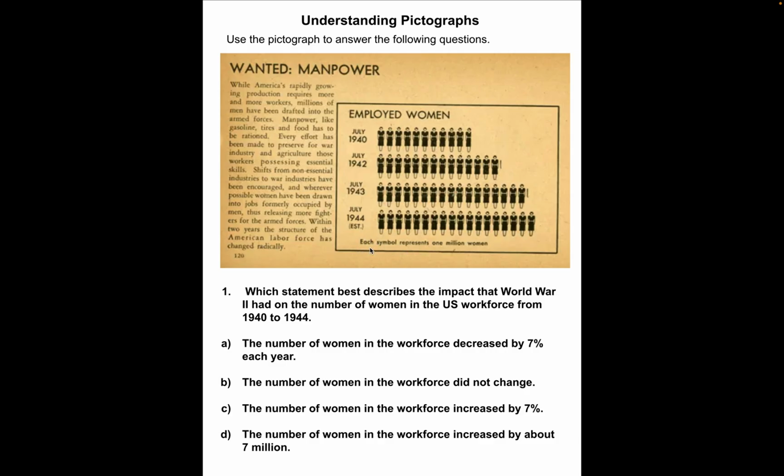Well, look down the bottom. It says each symbol represents 1 million women. So instead of this being 11 women, that's 11 million women. And see how this woman is not a complete picture. So probably more like 10 million 800, because she's almost a million. So maybe like 10 million 800, 10 million 900. Okay? And then this little sliver right here, this may represent 100,000 women. We don't know. But anyway, what happened from 1940 to 1944?